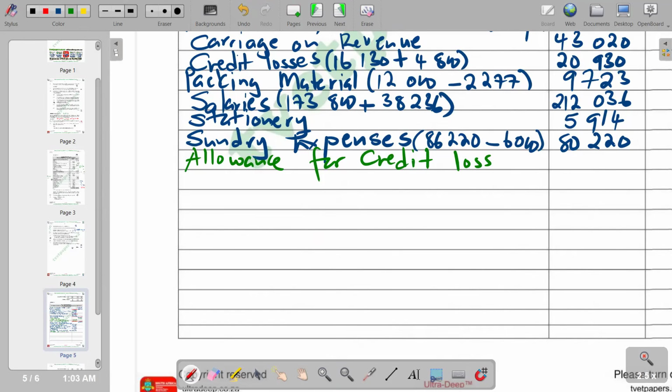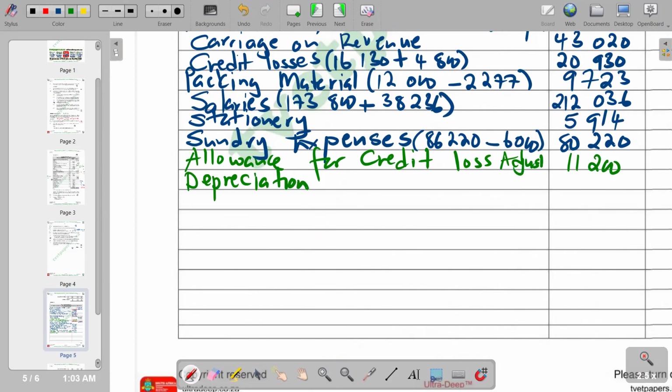Which is allowance for credit loss adjustment, and we got it as 11,200. So this is what we have on that part. And of course, we do also have depreciation, which we need to refer back and see how we can calculate it.